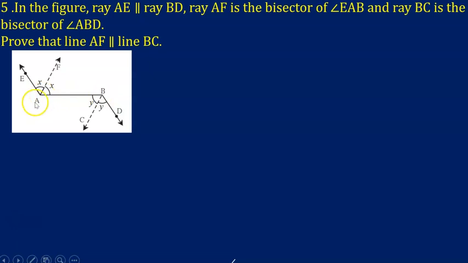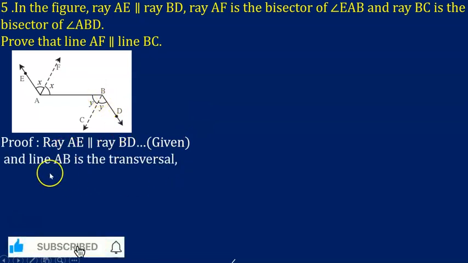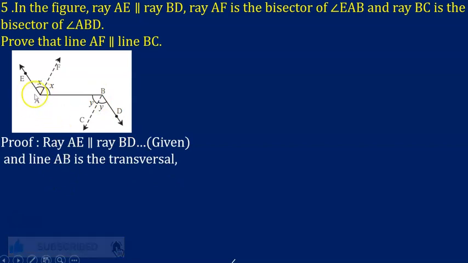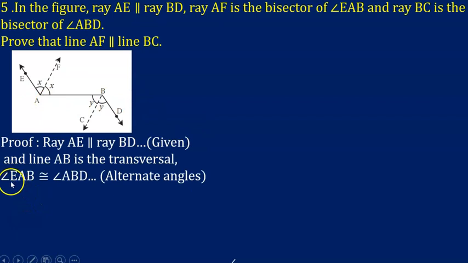What we want to prove? We want to prove that the line AF is parallel to line BC. Now see this here. Ray AE is parallel to ray BD. This is given. Line AB is their transversal. Therefore, angle EAB is congruent to angle ABD.